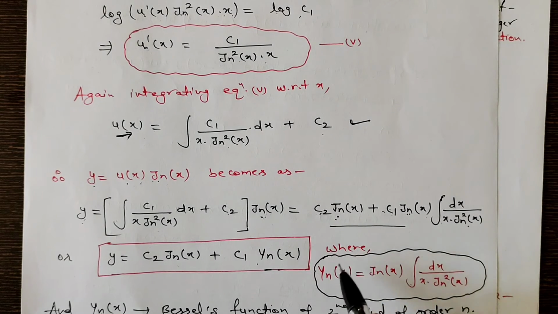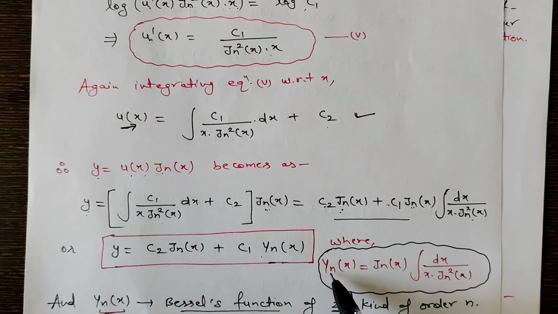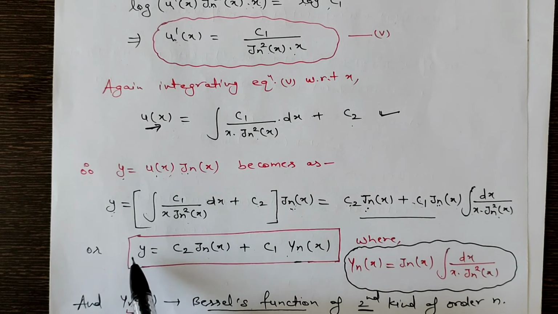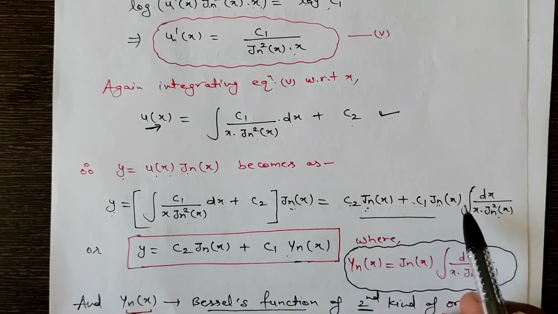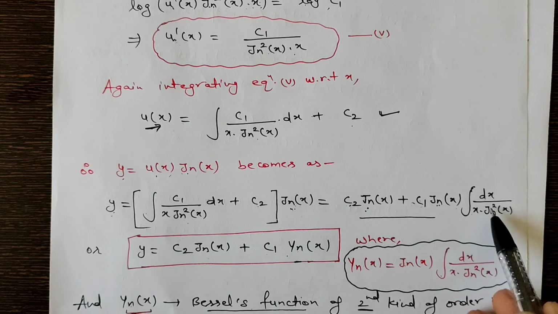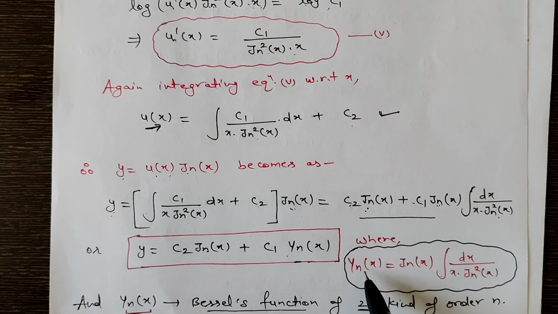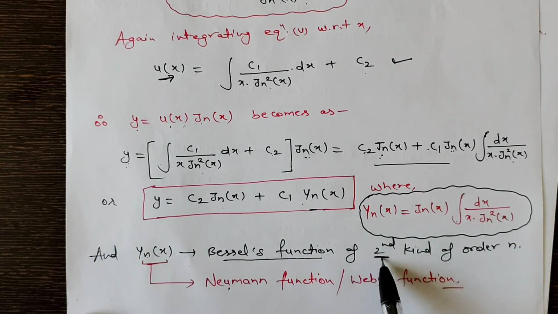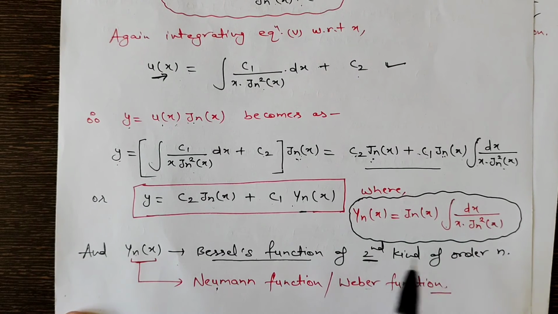This entire term is replaced by a single function that is denoted by capital Y_n(x). Clear? So after this substitution, this complete solution y, or the second solution for the Bessel differential equation, becomes c2 times J_n(x) plus c1 times Y_n(x), as this entire term is nothing but Y_n(x), and this Y_n(x) is known as the Bessel function of the second kind of order n. Clear? So this is our second linearly independent solution for the Bessel differential equation corresponding to the case when n has an integer value. Clear?